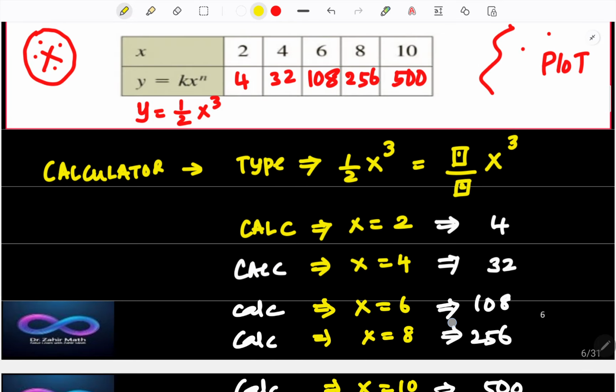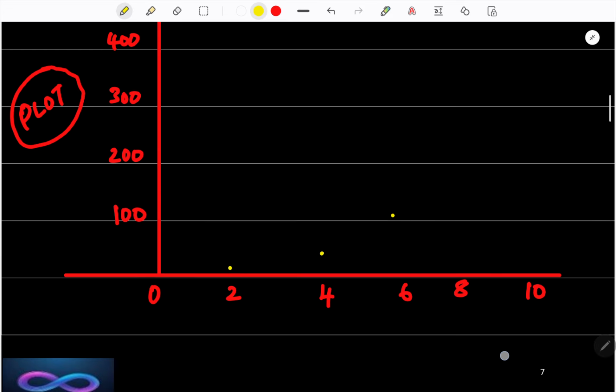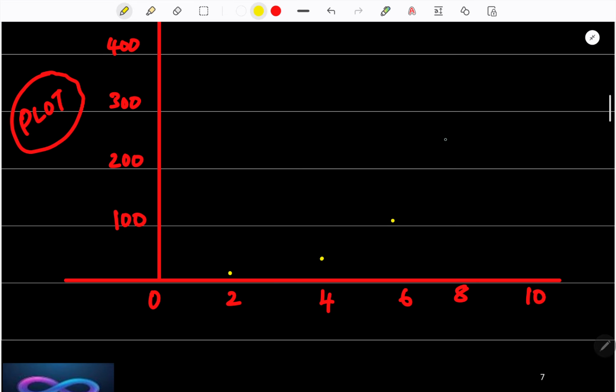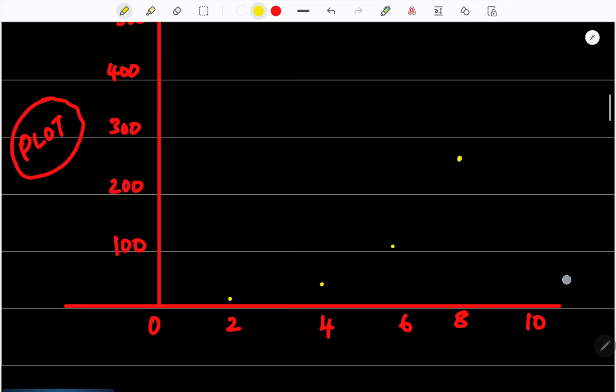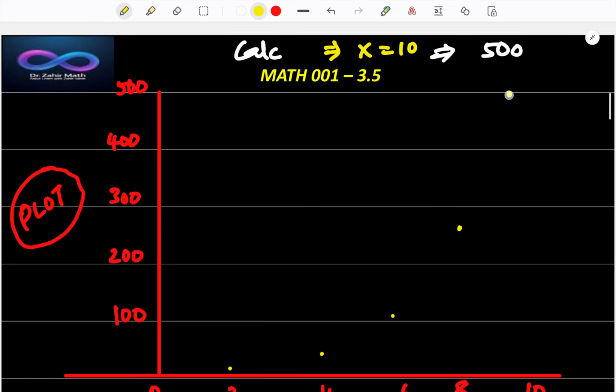Yes. So x is equal to 2. I'm getting 4. Very small, very lower. For 4, 32. Again, very low. 6, 108. Little above than 100. Then 8, 256, which is in the middle of that. The next is 10. It is 500. So it's going on here. So these are the points you're going to plot.